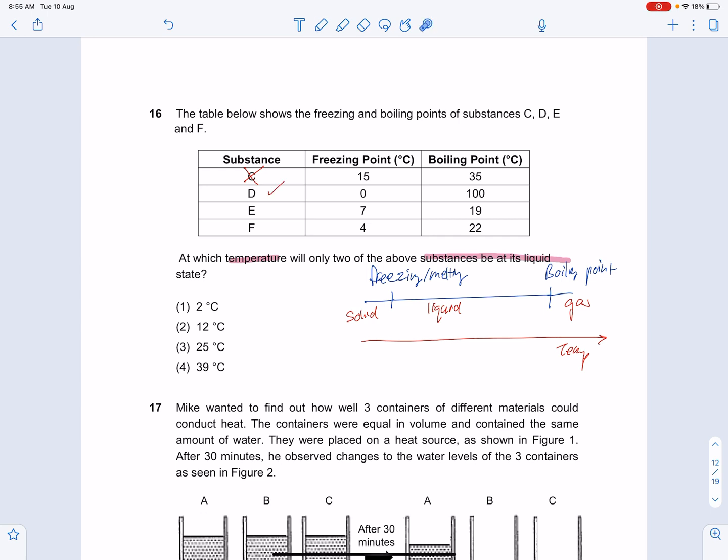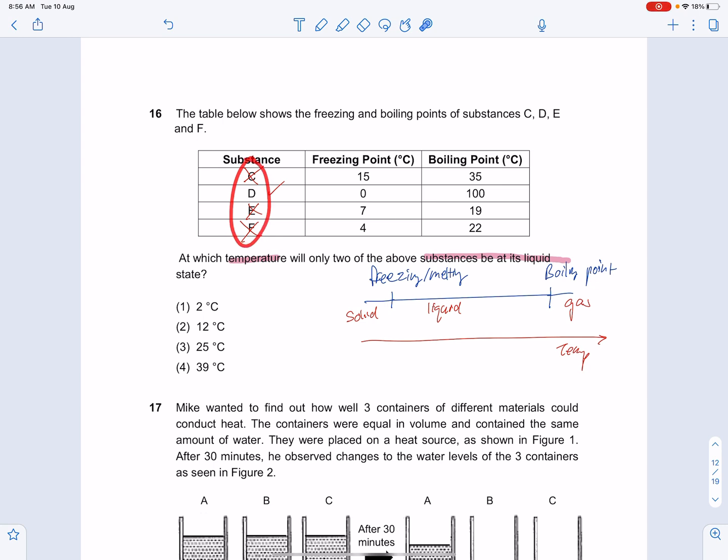And then at C, I know that, for E, I know at 7, since the freezing point is only at 7, at 2 degrees, it is still a solid, so this is a no. And then at F, 2 degrees is actually below 4. So this tells me that since 2 is below 4, okay, it will still be a solid, so no.